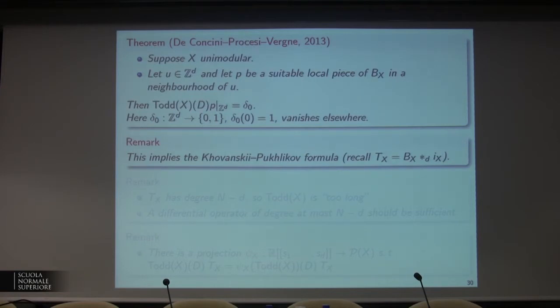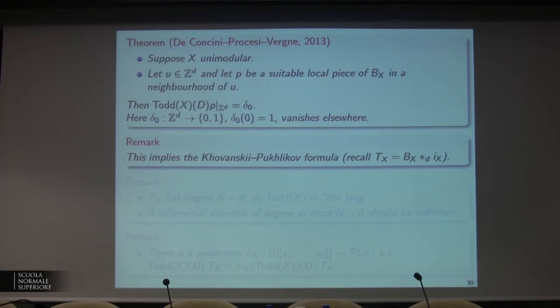Then there's a more general theorem of De Concini-Procesi-Vergne. They say if the matrix is unimodular, and again we take some vector in the lattice, and a suitable local piece of the box spline in the neighborhood of u, then applying this Todd operator to this local piece gives us this delta function, which is one at the origin and vanishes elsewhere. And this implies the Khovanskii-Pukhlikov formula. You'll remember this formula: some kind of a fancy operator here turns the box spline into the delta function. This is a neutral element for the convolution, so we get I of x.